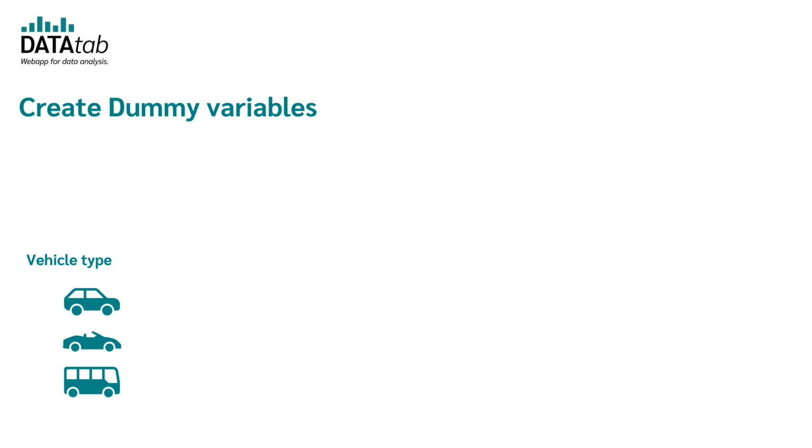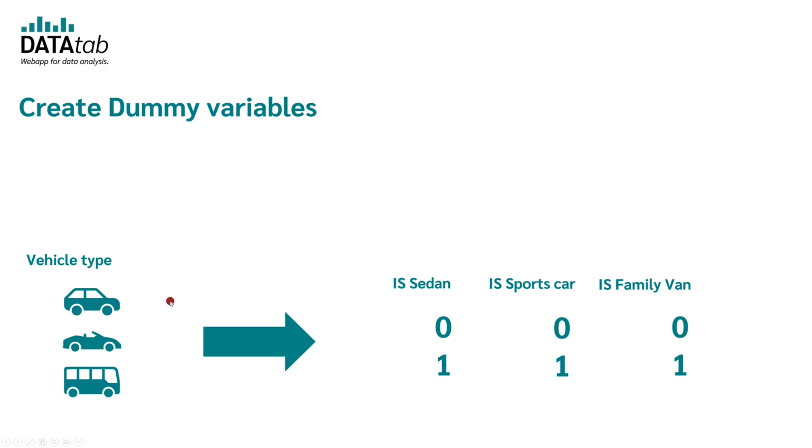In order to use categorical variables with more than two characteristics in a regression model, we have to create dummy variables. This means that we simply create three new variables. Each new variable has two characteristics. These characteristics are 0 and 1, or yes and no. So in our example, we have our vehicle type with the characteristics sedan, sports car, and family van. Now we create one new variable out of each characteristic. So this means we create one variable which says, is it a sedan, yes or no? Is it a sports car, yes or no? And finally, is it a family van, yes or no? So before we had one variable, now we have three variables, which are dichotomous and therefore have only two characteristics. And these three new variables can be used in our regression model now.